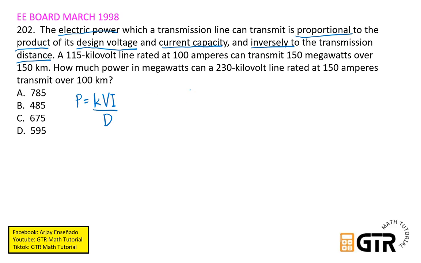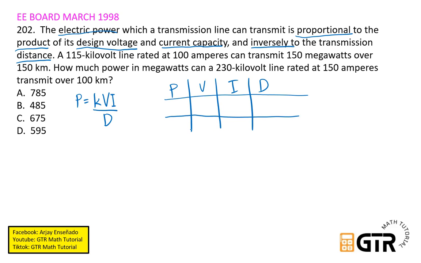Okay, so ngayon ilagay na natin yung mga given natin na mga variables. So meron tayong apat. So we have P and then we have V, I, and D. So meron tayong dalawang group. Tig-apat yan. So isulat muna natin ang mga given natin.